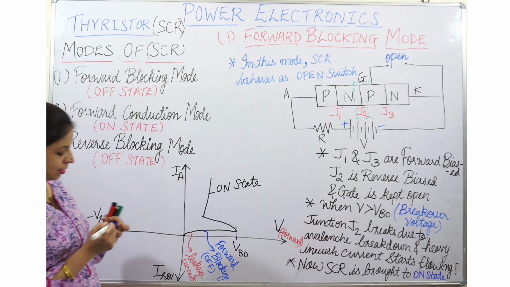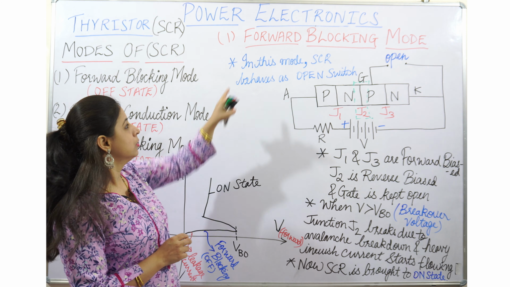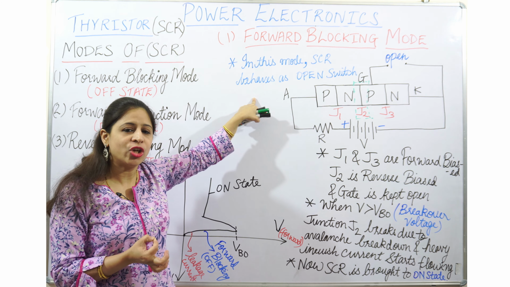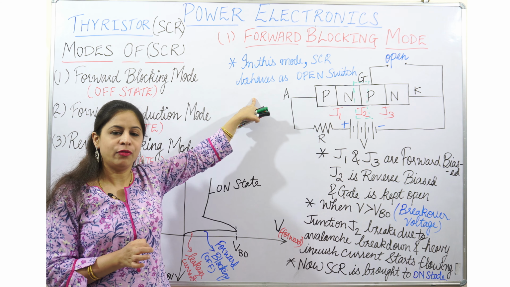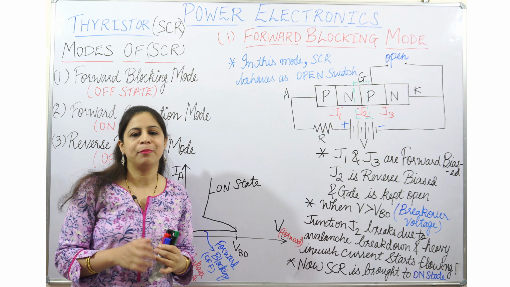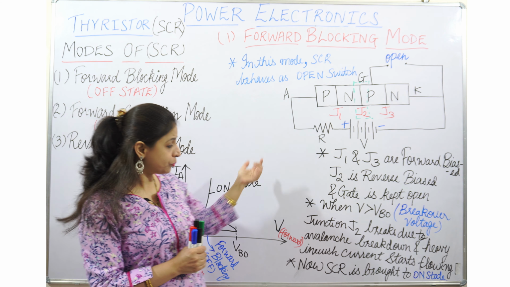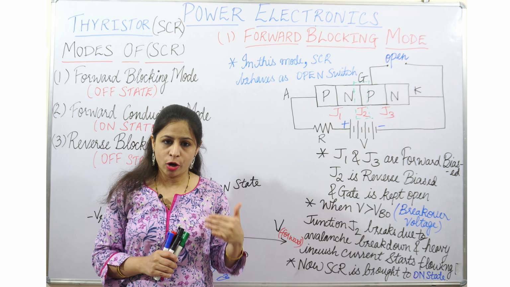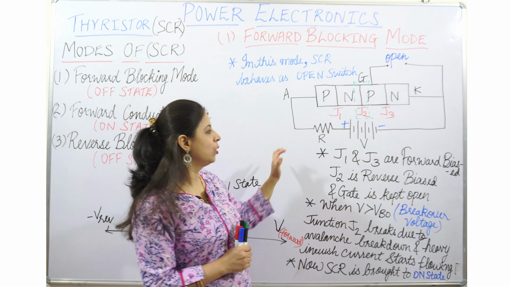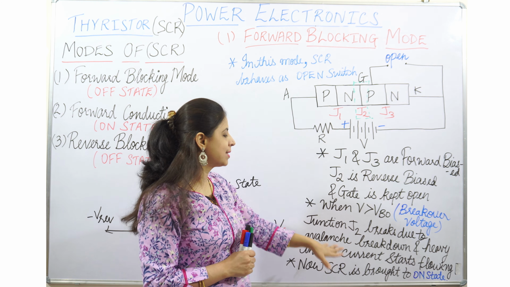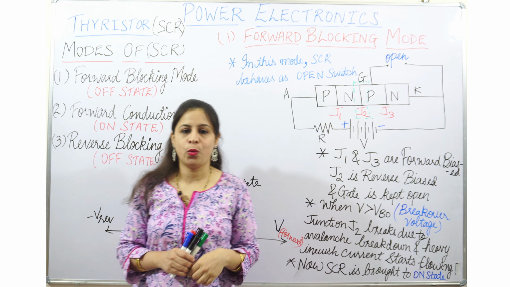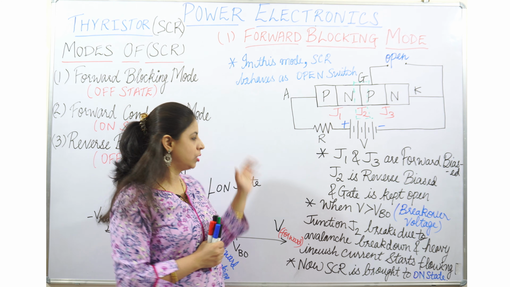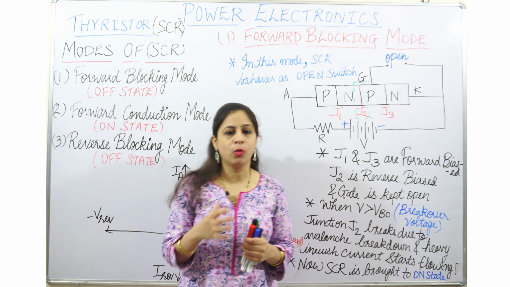This is the mode when the thyristor behaves as an open switch, because only the initial current, the leakage current, flows, which is very few milliamperes. When the voltage source is increased beyond the forward breakover voltage, then junction J2 breaks, heavy inrush current starts flowing and the SCR is brought to the on state. So this was all about the forward blocking mode.